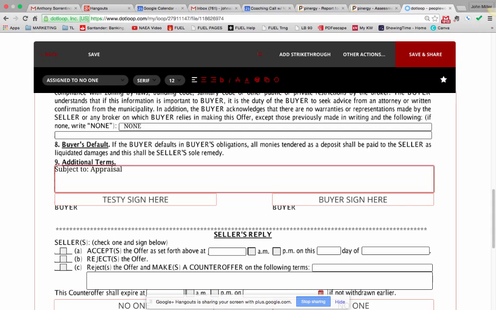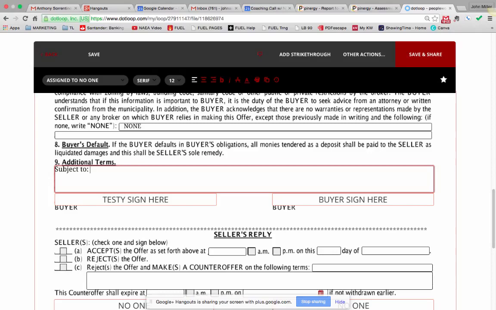You could write in subject to seller leaving the refrigerator and all of the curtains. So it's everything from stuff like that, curtains and refrigerator, to we want the roof checked because we saw a leak or something. Well, that would fit under the home inspection category.